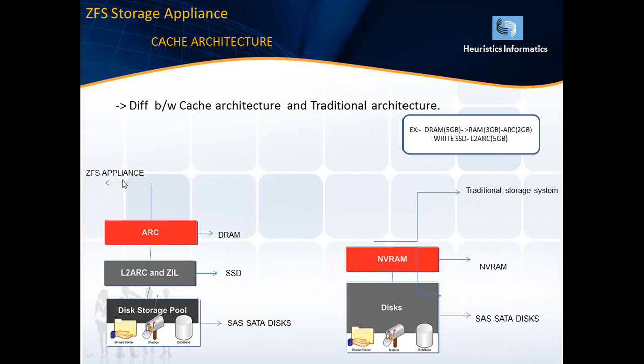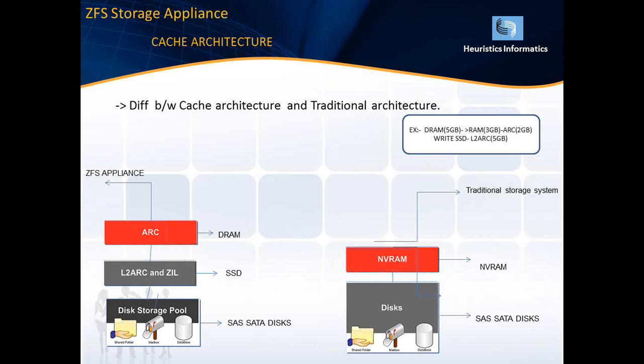So if I come to the ZFS appliance, whatever data I am storing in the RAM comes under the ARC, Adaptive Replacement Cache. And whatever data needs to be stored in the RAM, if the RAM is not capable of holding that particular object in the ARC, it will transfer that object to the L2 ARC. So the object will be sustained and will be persistently available in the L2 ARC. This L2 ARC has been configured from write SSDs.